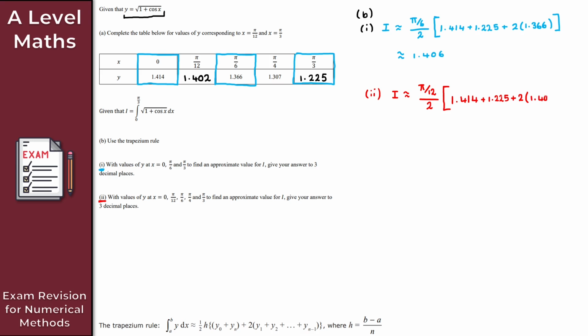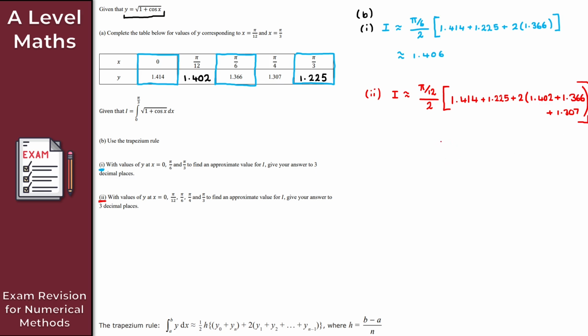So 1.402 plus 1.366. And then the last y value here, well, the penultimate y value, I should say, 1.307. Okay. Like so there. We'll close that as well. I've kind of run out of room here, but you get the idea.